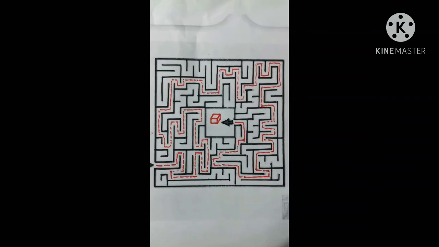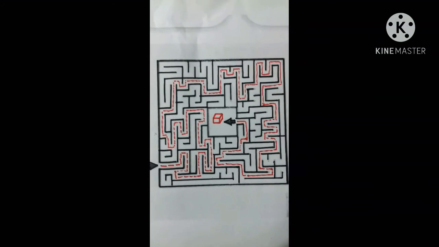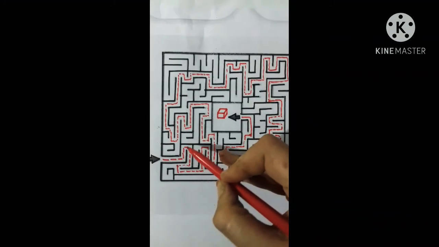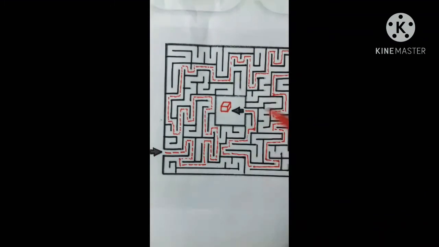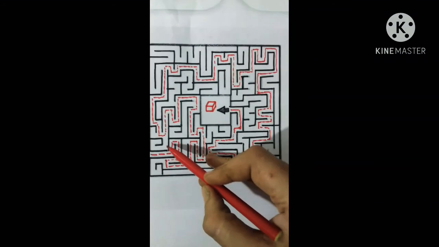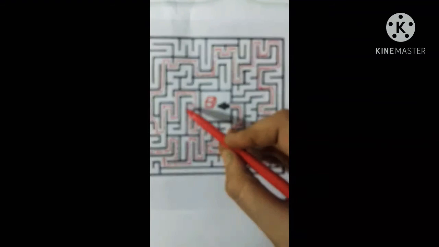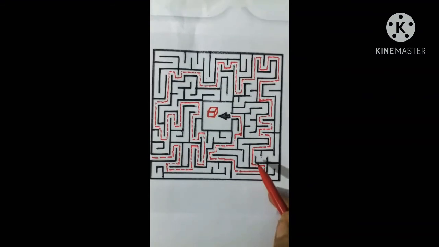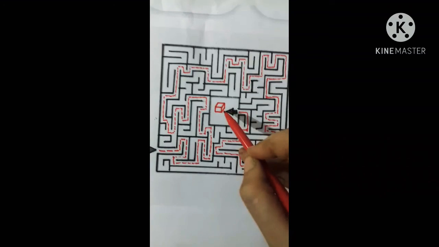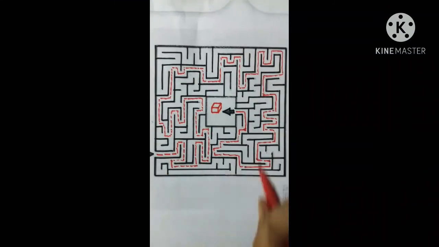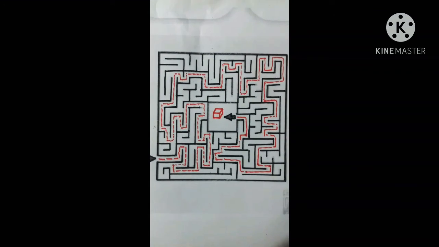Now students, this is the solution of this puzzle, hidden treasure puzzle. Here I marked with red pen. You can see that starting from this point the man can go by this road, this road, this road, like that he can reach to the treasure. So this is the solution of this puzzle. You can also try it out.